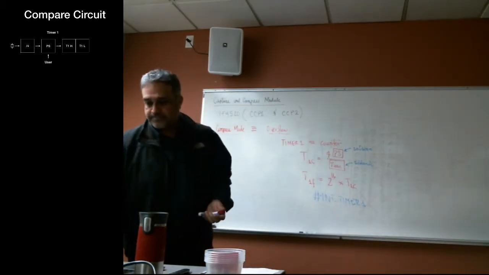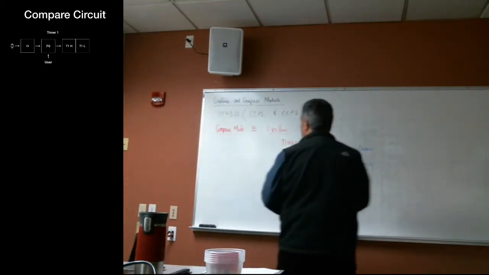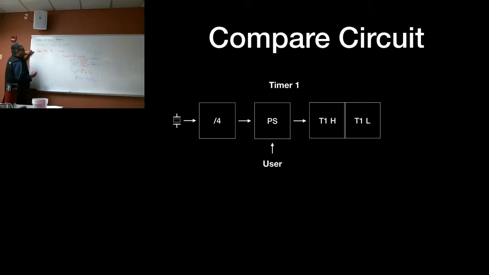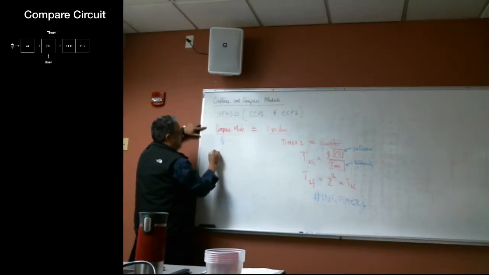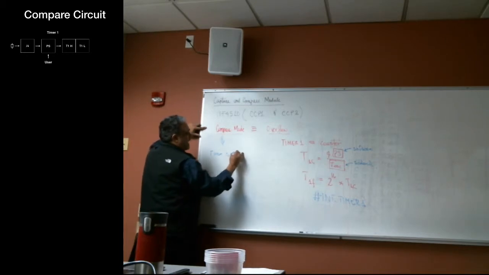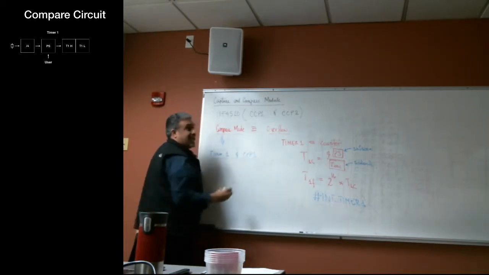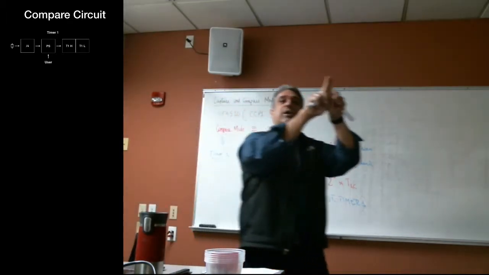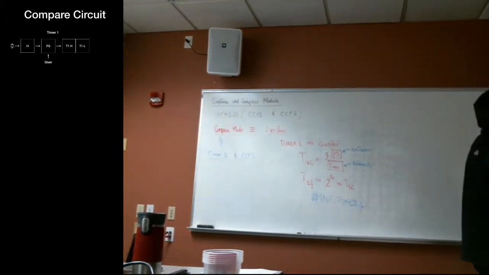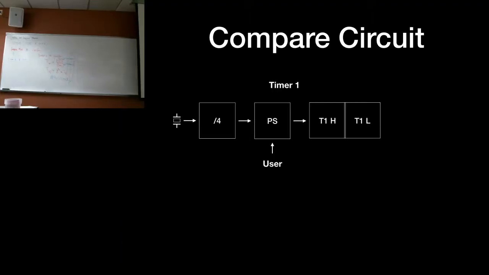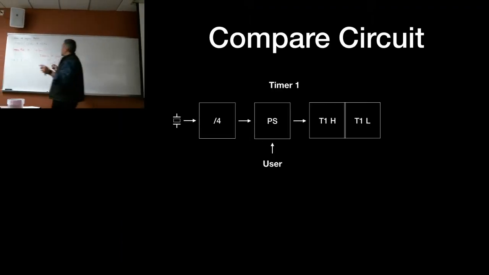So here we go. So the compare circuit, how does that work? The compare circuit is a combination of 2 systems. There is a CCP circuit and the timer 1 circuit. So in compare mode, you're going to need timer 1 and you're going to need a CCP1. Together, they create the compare mode circuit. All right? This is the first piece. The first piece is your timer 1. We already studied this guy a little bit.